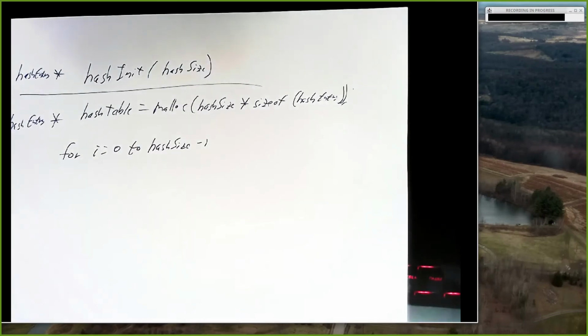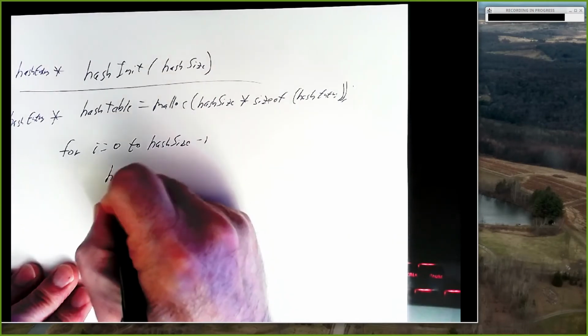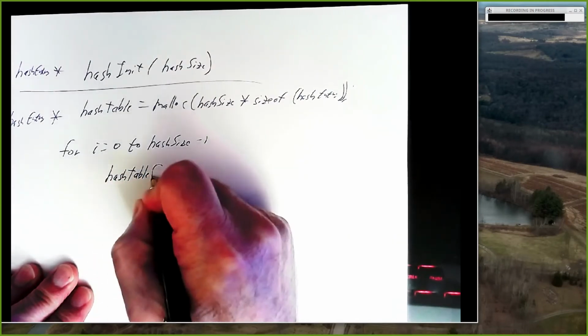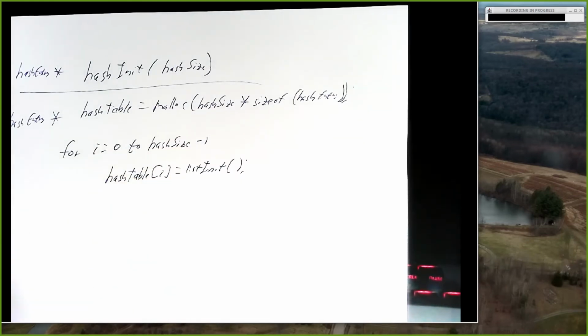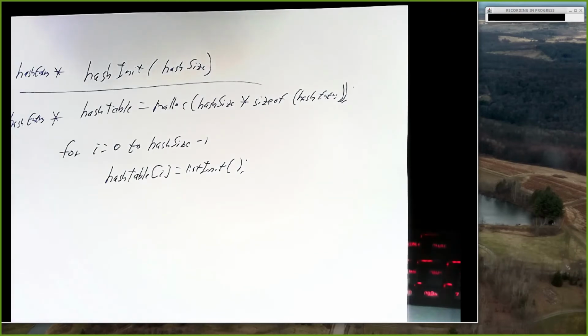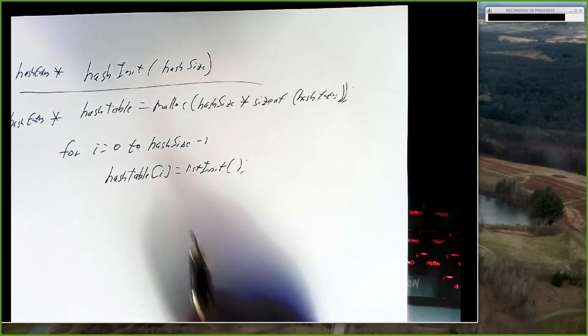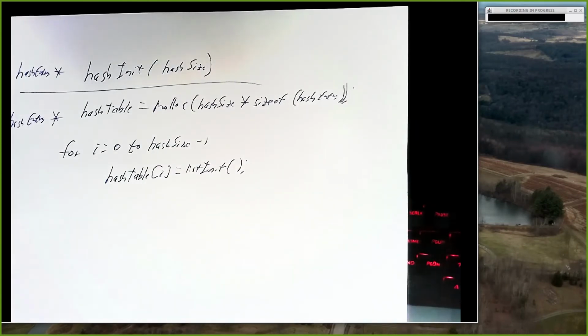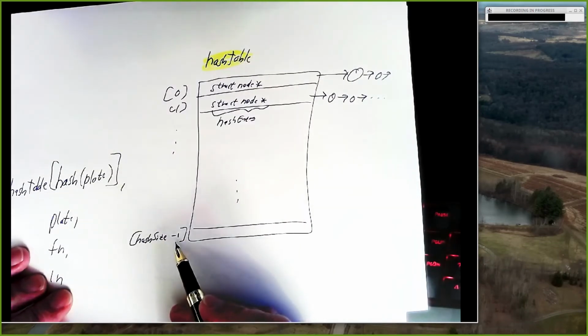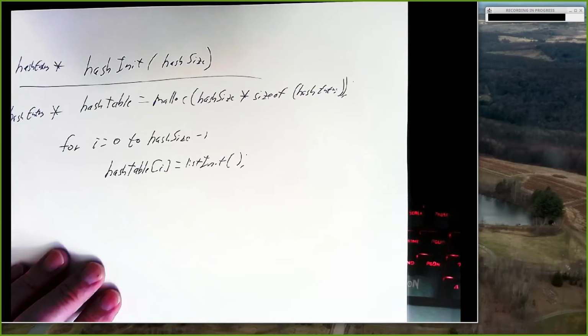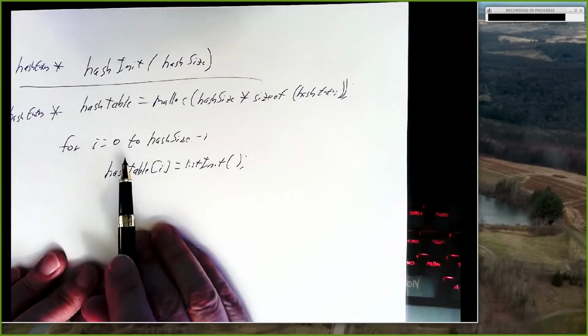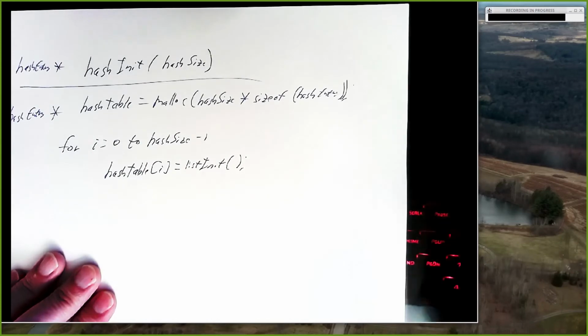So for I equals 0 to hash size minus 1, just set element I equal to listInit. Can you say hash size equal to 1 or minus 1? Minus 1. And that's just this business, you know, if we have 100 elements, then we go from 0 to 99, because we start from 0. So in a C for loop, this would be for I equals 0, I less than hash size, I plus plus, something like that.